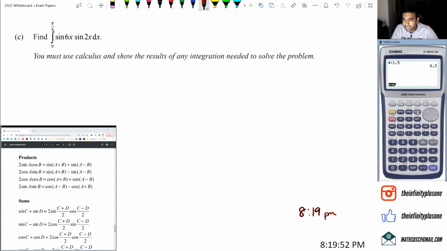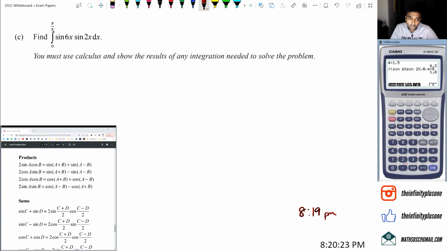So I'm going to click on option, and I'm going to go to calc, and there's my integral button. I'm going to click on this integral button, and I'm going to put sine 6x multiplied by sine 2x. There's my sine 2x. My lower limit is 0, and my upper limit is pi over 8. So shift pi divided by 8. All right, so when I do this, there's my answer right now. So it's 1 over 8.